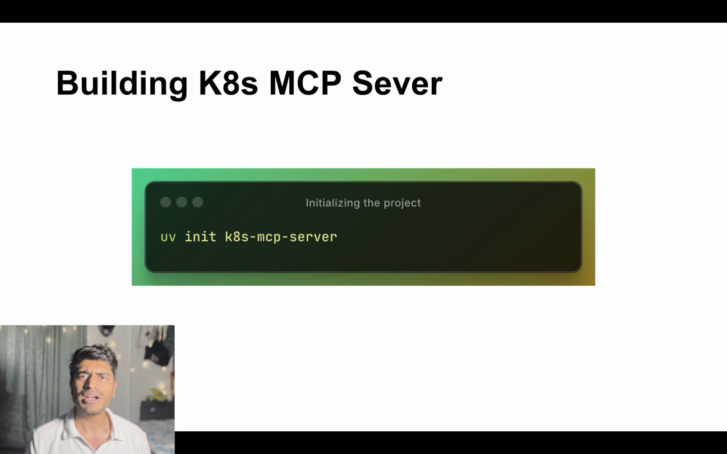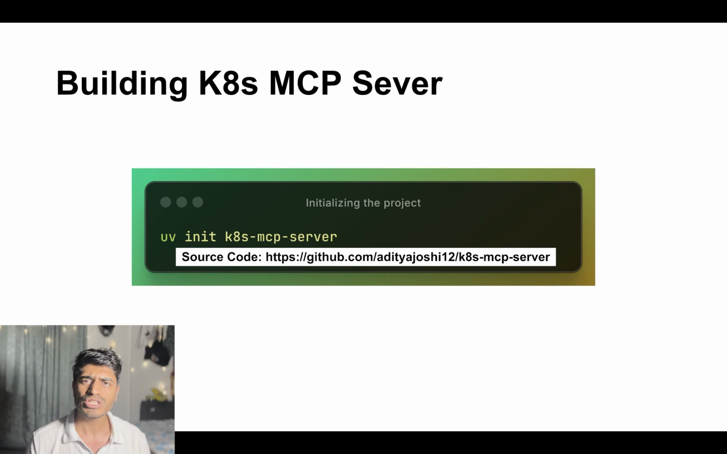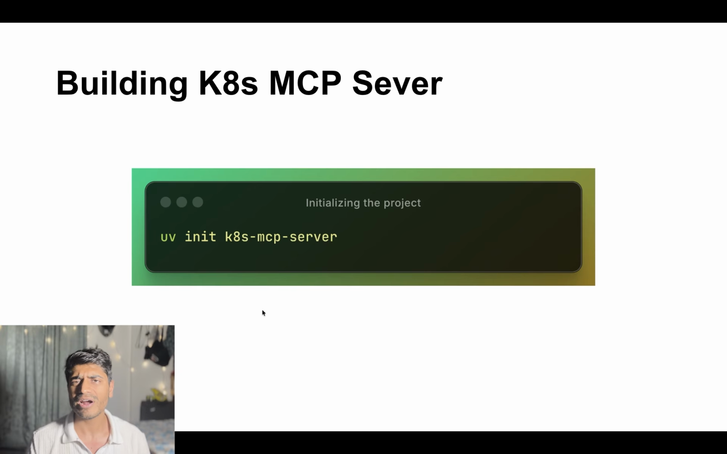So when you want to build an MCP server, in this particular case, I'm using Python for building the MCP server, but there are other implementations available as well. You can use other languages, for example, Java or TypeScript or Node.js. But in this case, I'm using Python. And in this demonstration, I'm going to use a Python package manager called UV for creating the project and running the project.